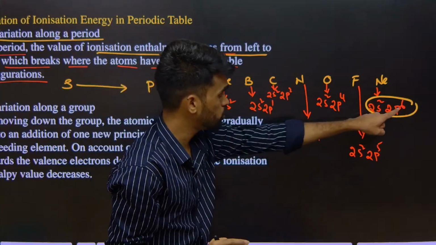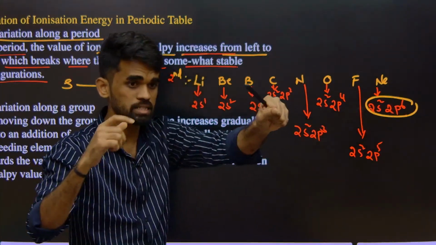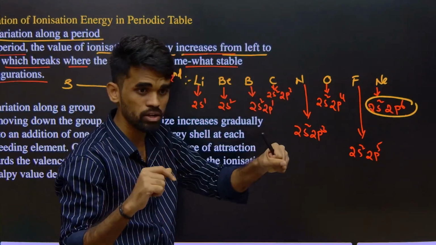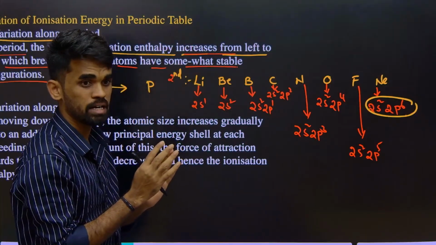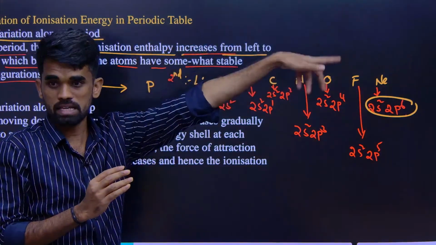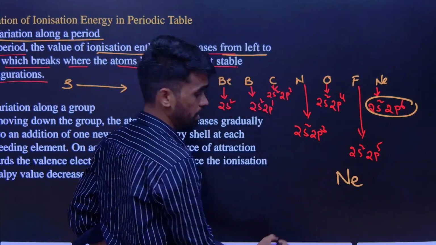So in order to remove an electron from here is very difficult. Yes or no? Because it is fully filled, it is strongly bound to the nucleus. So which is having the highest ionization energy in the periodic table? I mean noble gases, right now. So in any period, noble gases will be having the highest.